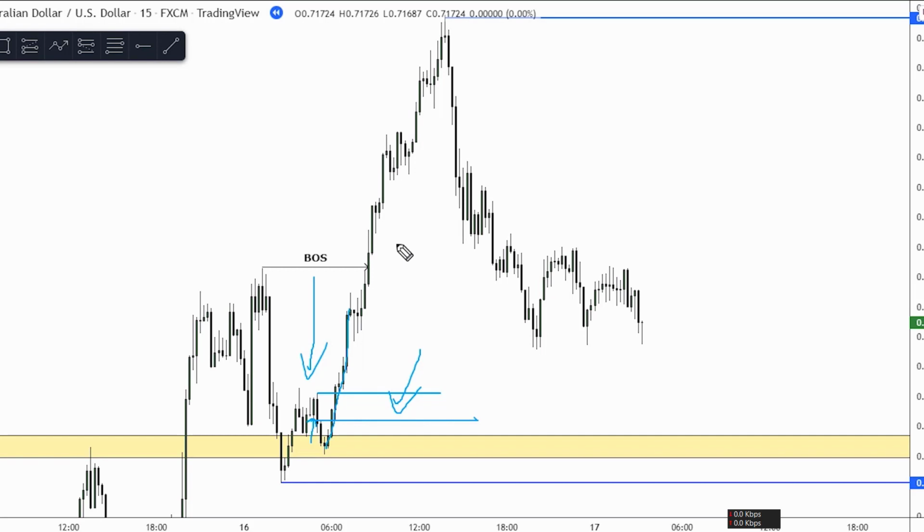So that is the example of how to identify a POI in the 15-minute time frame.